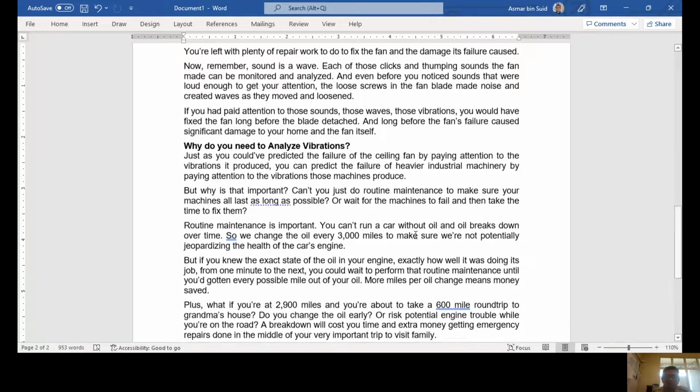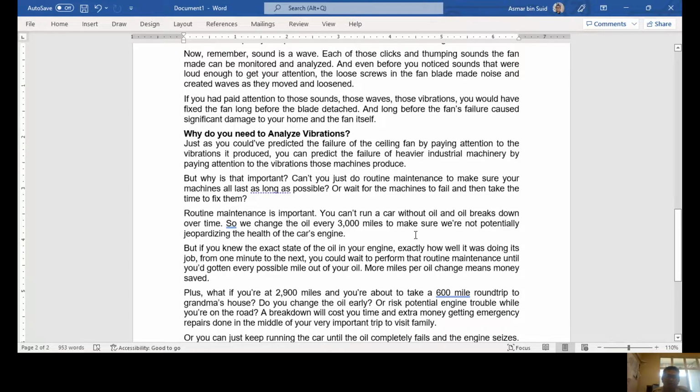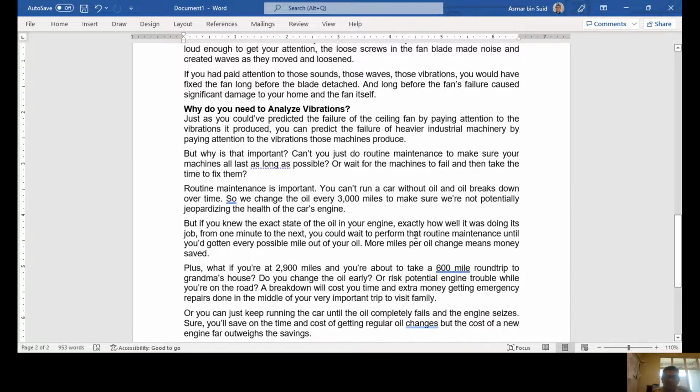And why is it important? Can you just do the routine maintenance to make sure your machines last as long as possible? Doing routine maintenance is one part, while waiting for the machine to run to failure is another. Routine maintenance is important.